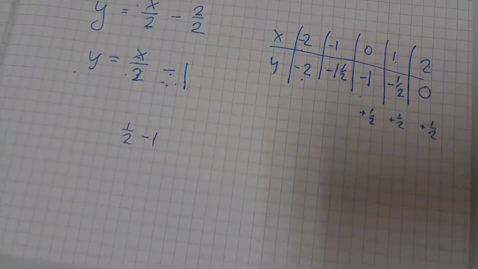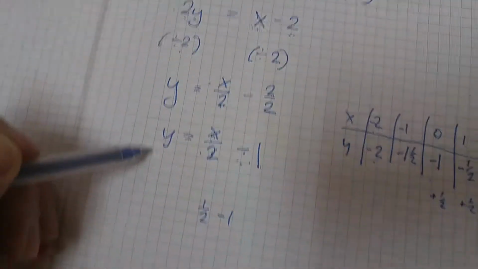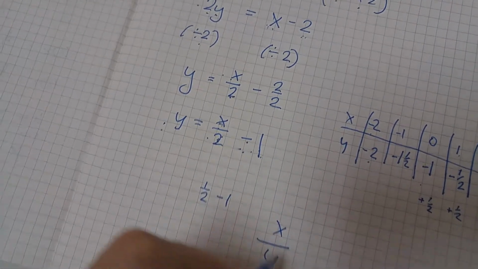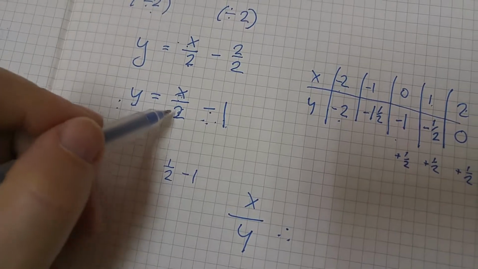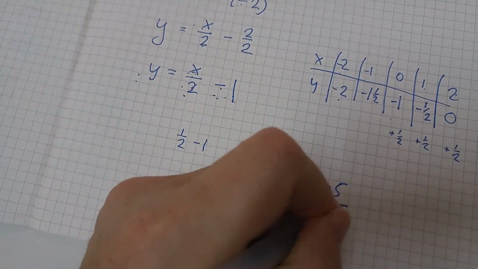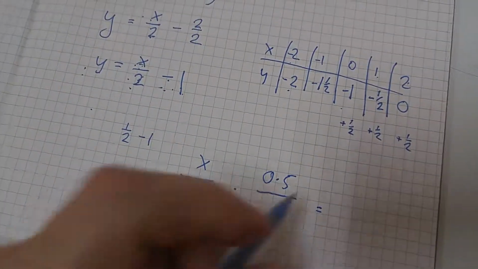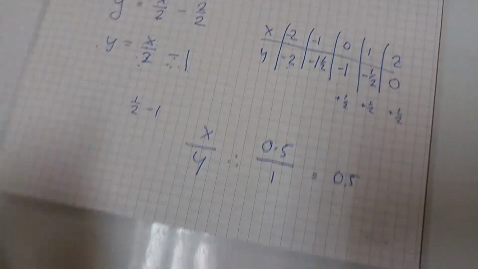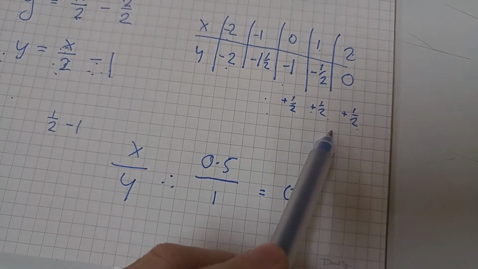Another way I can check to see if I'm right is if I go right back up into this part here, I can put the x over the y to find out the pattern. In this case, the x value is a half, divided by 1, and that equals a half, or 0.5. And that's what I'm going up by each time. Okay?